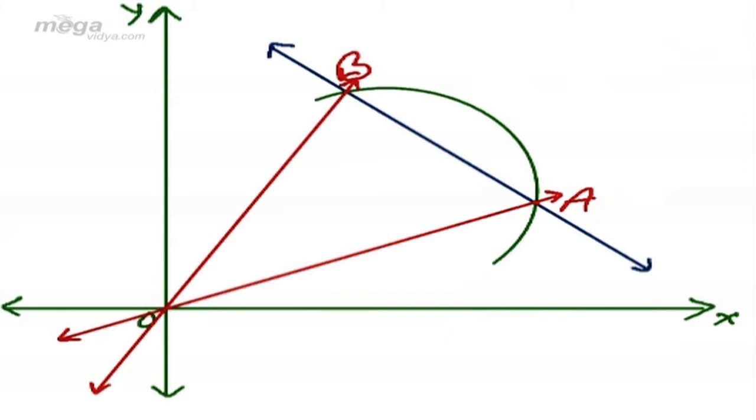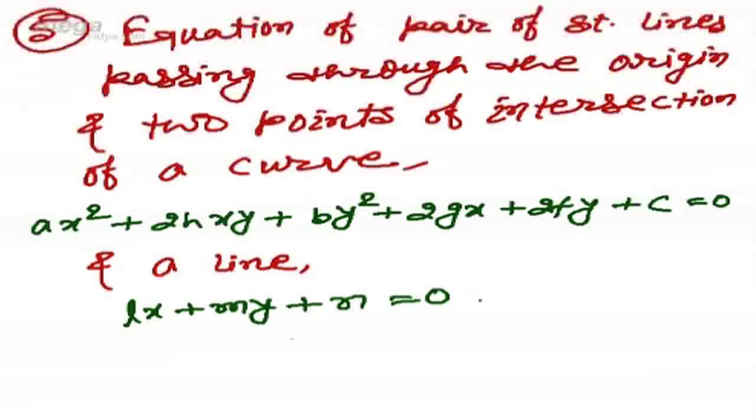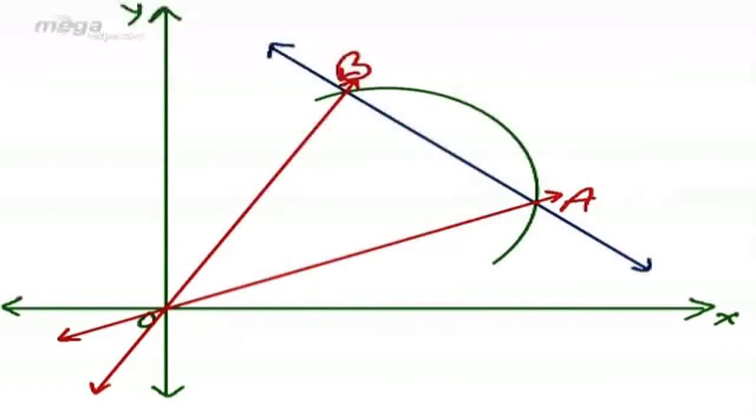Now the second method, because this method is a lengthy process, finding the point of intersection, then finding the equation, and then multiplying. So I'm using another method which is called homogenization. It means we will convert this equation into a homogeneous equation of degree 2 with the help of this equation. That homogeneous equation will give you the equation of the pair of straight lines OA and OB. Now see how we can make it.